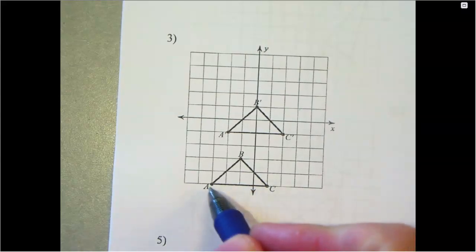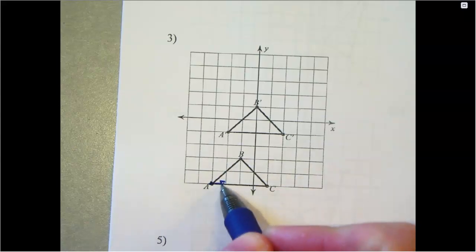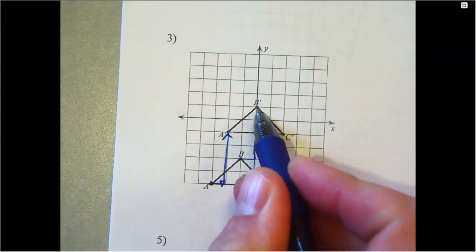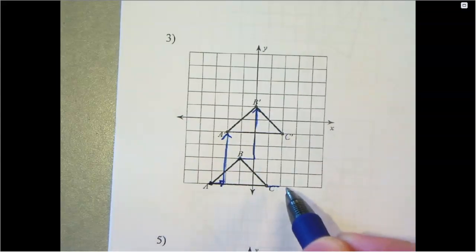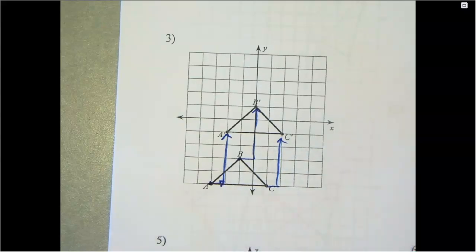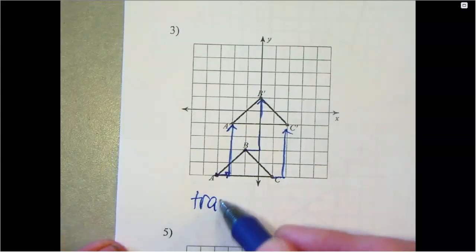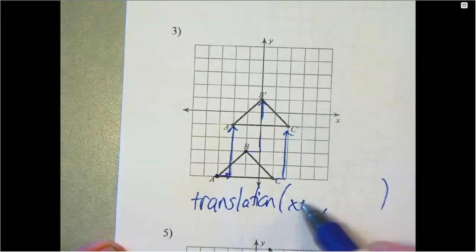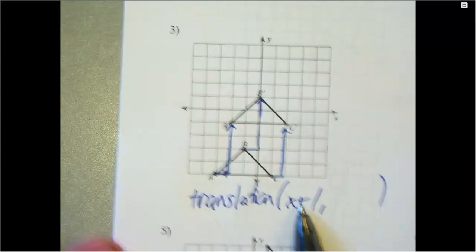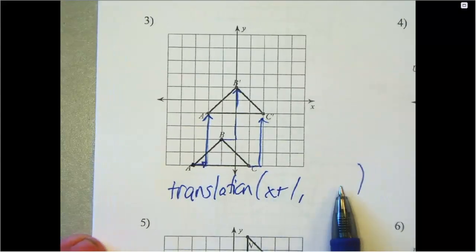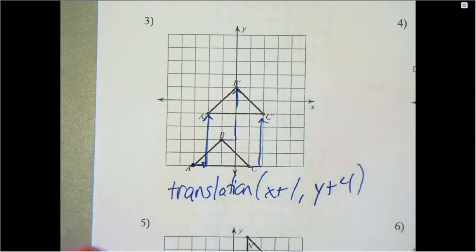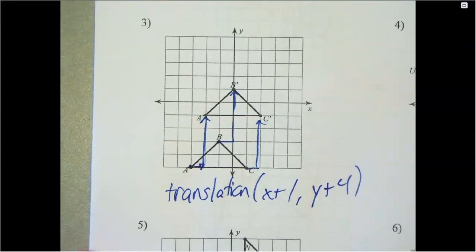If I go from A to A prime, I want 1 right and 4 up. B to B prime, 1 right, 4 up. One right, 4 up. So what kind is that? That's a translation. 1 to the right means x plus 1. If it was left, it would be minus 1. And then because I went up 4, I put y plus 4. Translations, those two okay? 2 and 3.